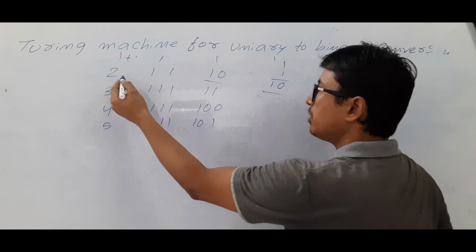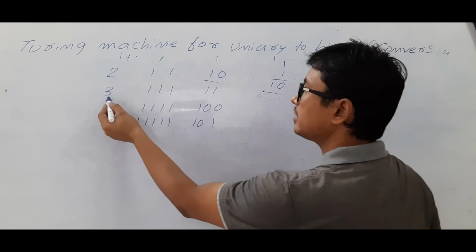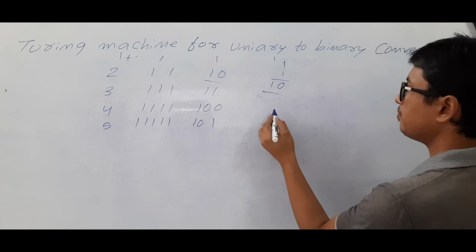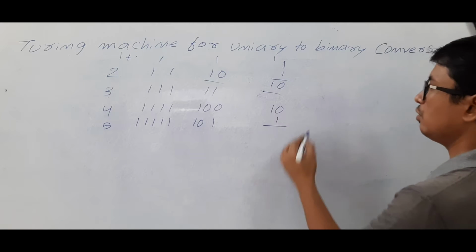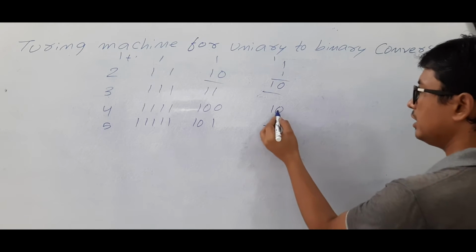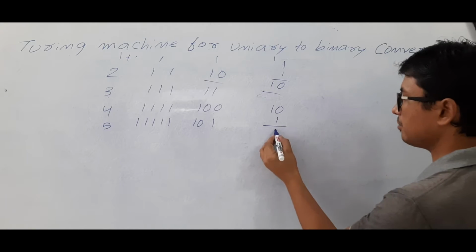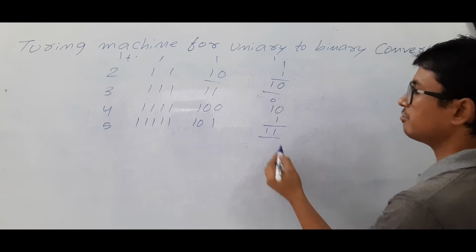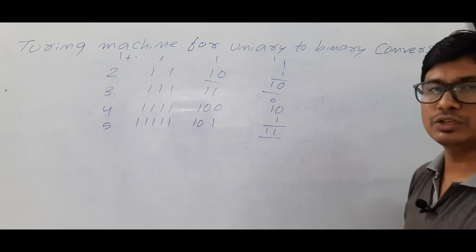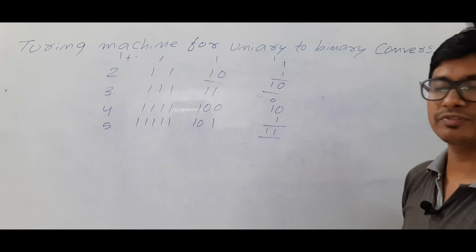Let's take 2. If I add 1, I will get the decimal number 3. For the binary number of 2, if I add 1, what will happen? We will see. 1, 0 plus 1: 0 plus 1, sum will be 1 and carry is 0. The 1 stays as it is. So you got the binary number of 3.